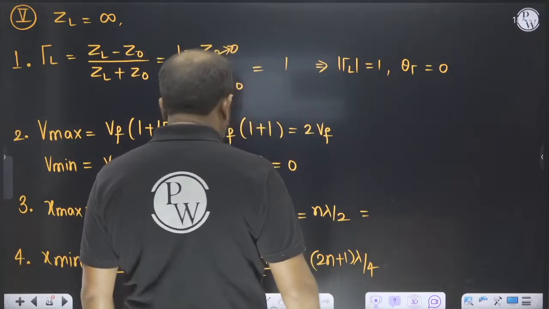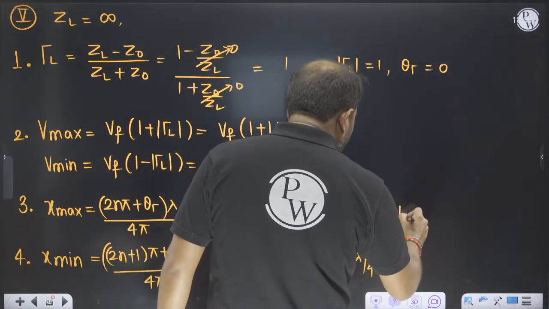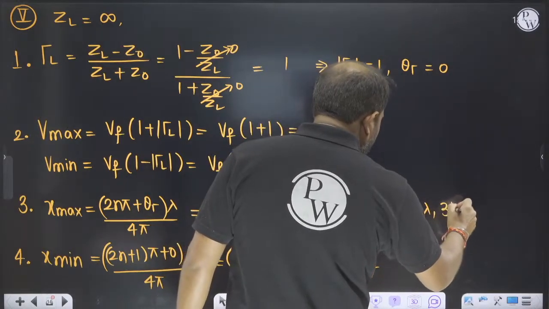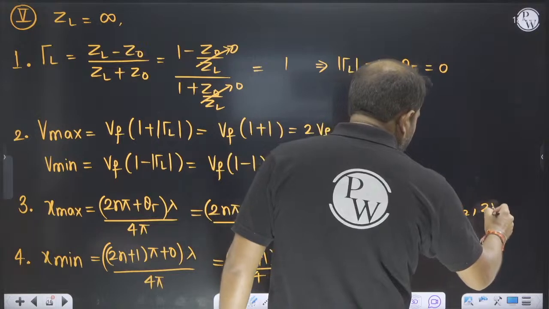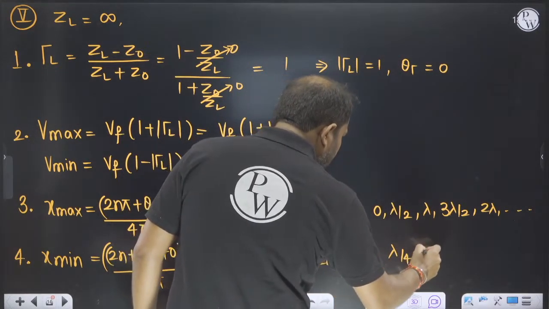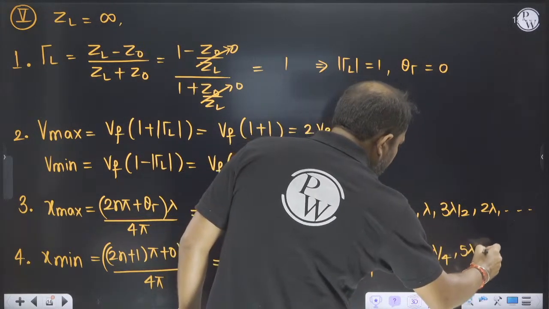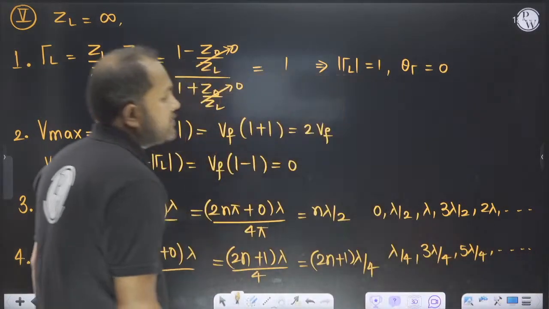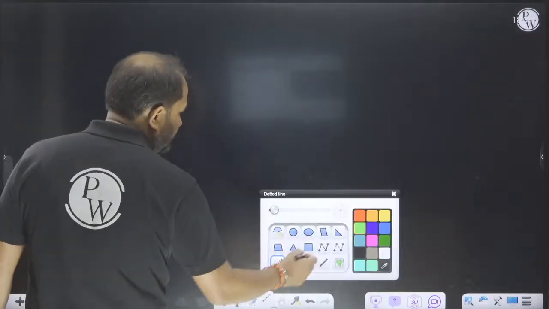And here what it will be? So x max is equal to 0, lambda by 2, lambda, 3 lambda by 2 and 2 lambda, like that. Then we have lambda by 4, 3 lambda by 4 and 5 lambda by 4 and like that. So we have got the location of maxima, we got the location of minima. So what we will do? We will draw the diagram.